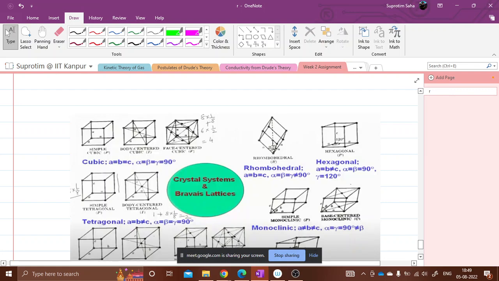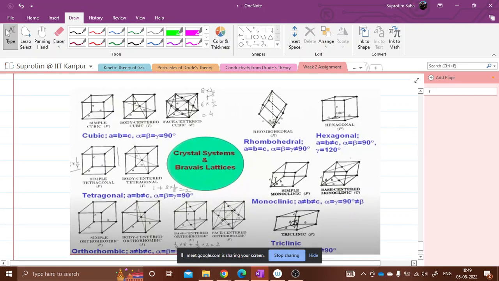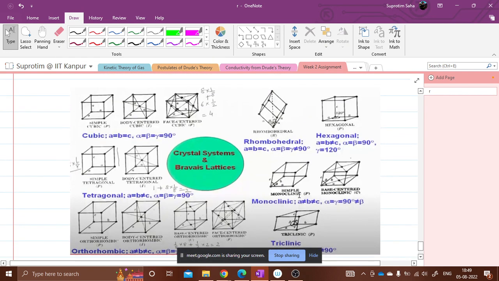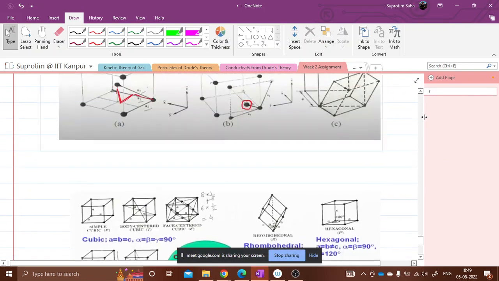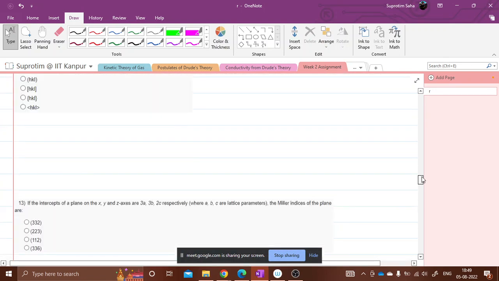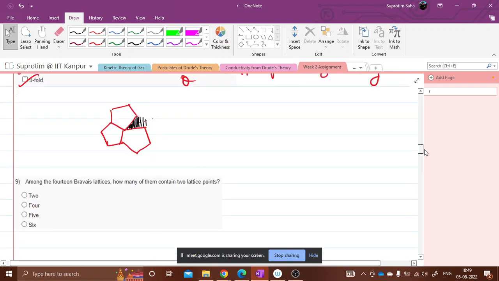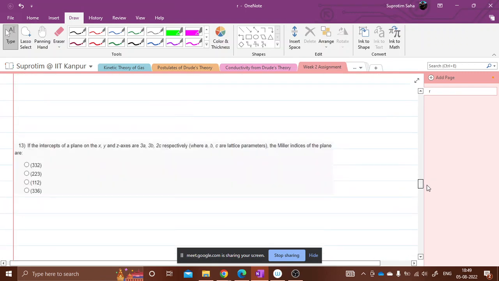Proceeding on to rhombohedral, you have a simple rhombohedral. For hexagonal also, you have a simple hexagonal. For monoclinic, you have a simple monoclinic and a base-centered monoclinic, right? And triclinic, you have only a simple triclinic. Now, the question asked is: among these 14 Bravais lattices, how many of them have two atoms? Among the 14, how many of them contain two lattice points?